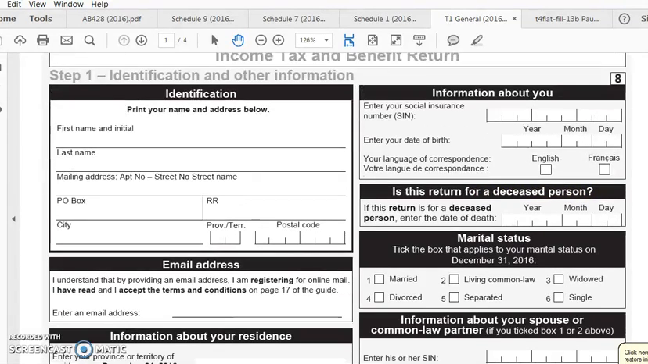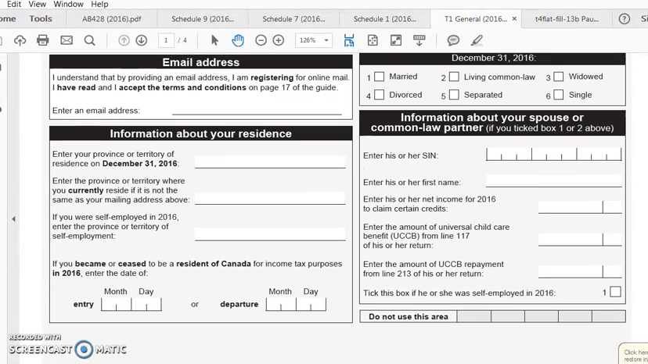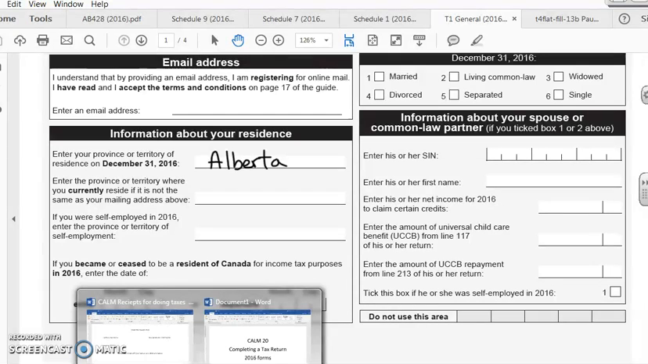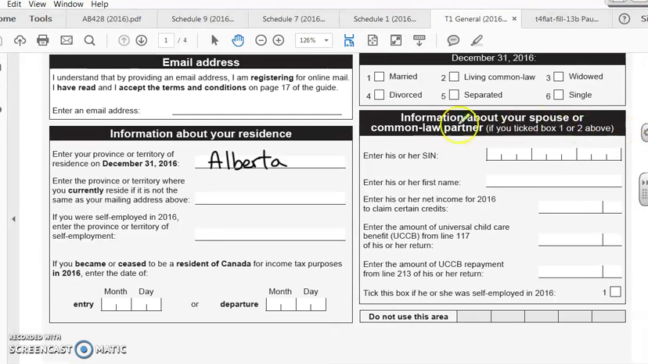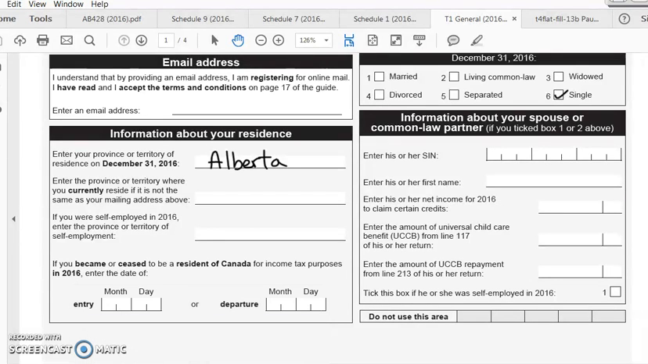The other thing that we need to include on here is information about Paul's residence. And again, we are going to assume that Paul is an Alberta resident. This information would be as if he had a spouse or common law partner. We said that he was single, and so as such we are not filling this out. And because we're assuming Paul has been in Alberta and stayed in Alberta, we are not filling in anything here.